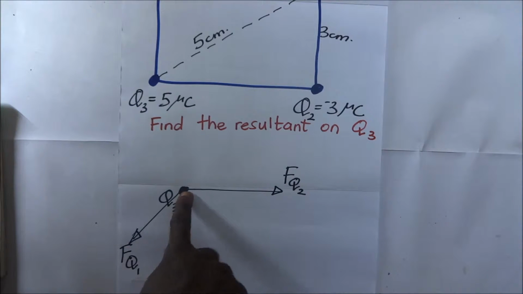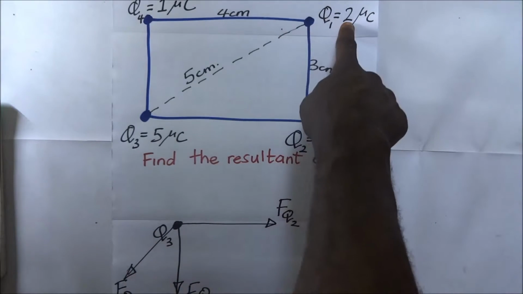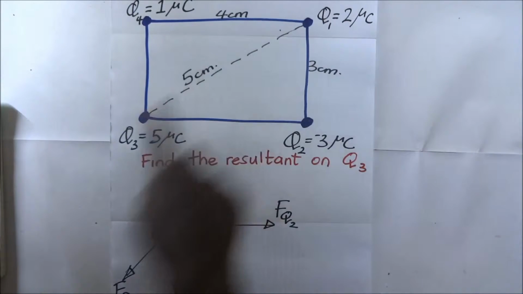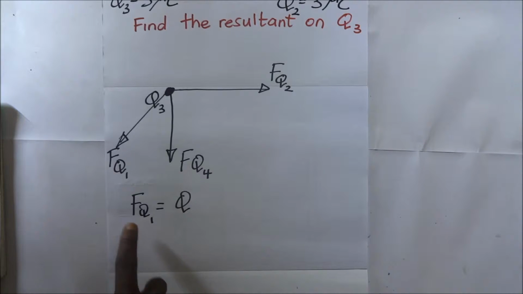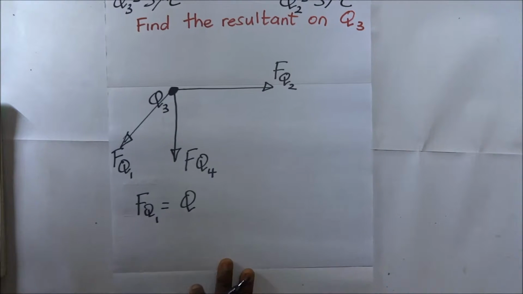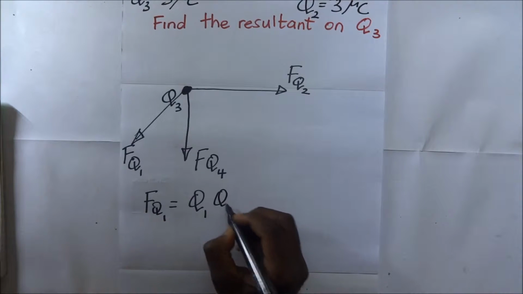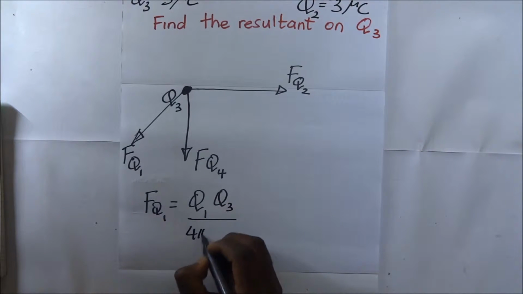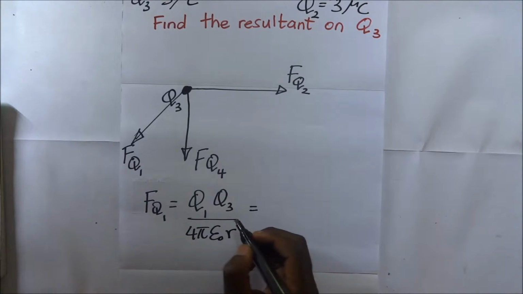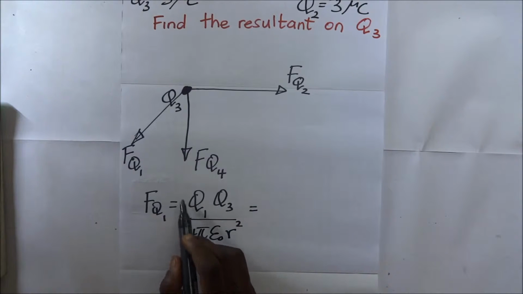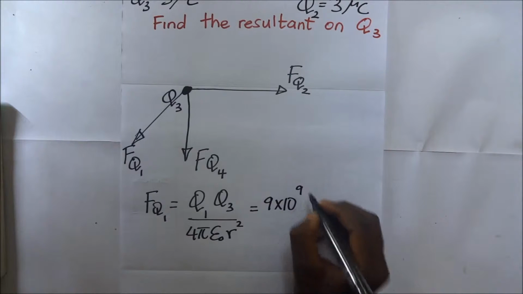The force acting on Q3 due to Q1, it means we are considering this and that. The charge on Q1 is 2 microcoulombs, the charge on Q3 is 5 microcoulombs. So we begin. FQ1 is going to be equal to Q1 times Q3 divided by 4 pi epsilon naught times r squared. Remember, 1 over 4 pi epsilon naught is 9 times 10 to the power 9.